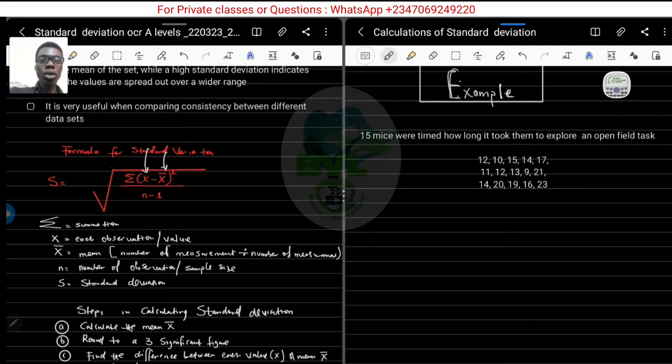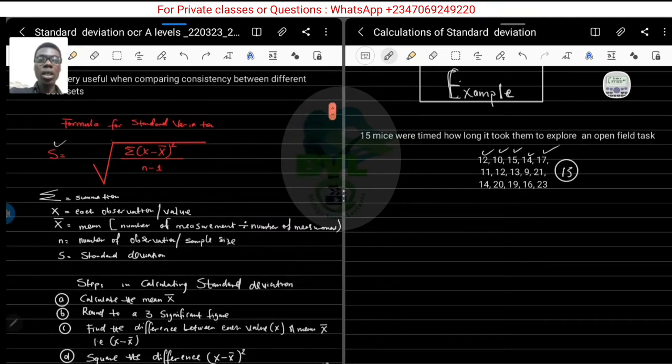Then afterwards, we have n. n talks about the number of observations. That means 1, 2, 3, 4, 5 in 3 places. That's 15. So the number of observations is 15, which means n is going to be 15 in this instance. It just talks about the number of values we are given. And of course, the s means the standard deviation.